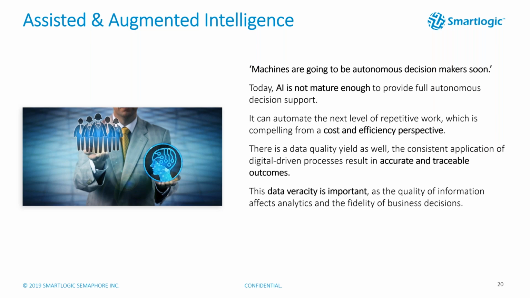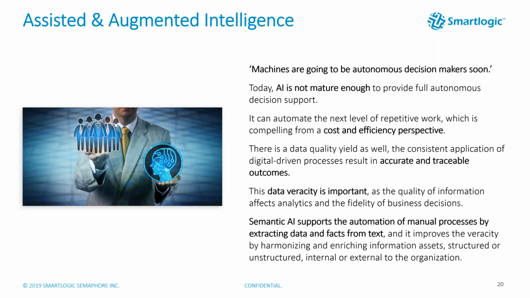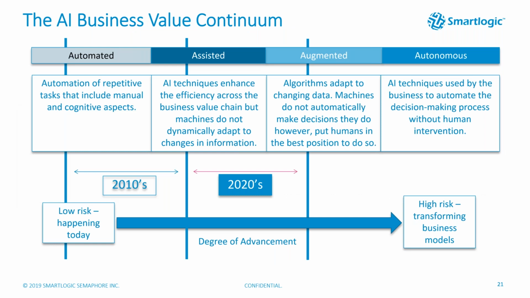I thought this might be useful, this picture, because it shows the continuum. There's this thing called autonomous decision, which in the AI world is sometimes known as the singularity, the point at which machines become fully autonomous. That's clearly a way away.